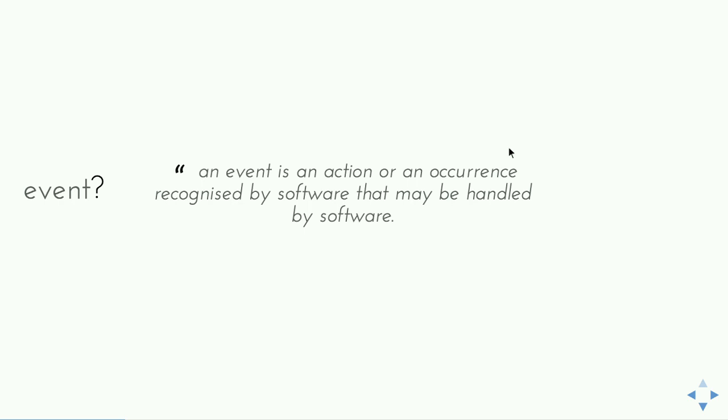An event would be the same random point in your program where you want other developers to run certain code. So it is an action that is represented by software, and that can be handled by software as well. How you can represent it by software would be defining or dispatching an event at that point. And how you can handle it with software is to define a listener or a subscriber that can listen to your event.